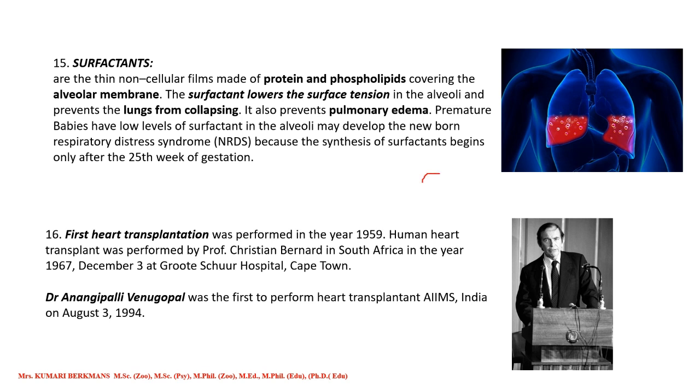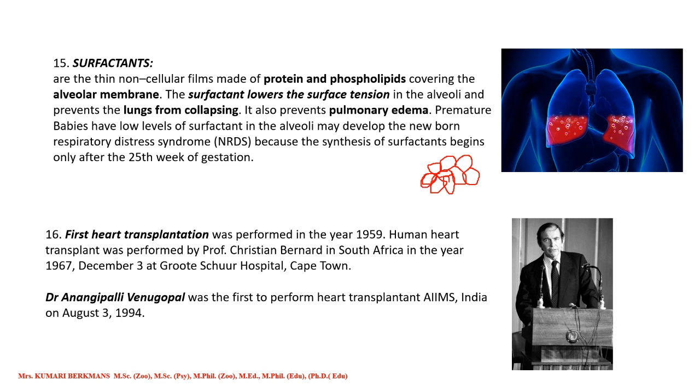Lungs are made up of so many small air sacs. These air sacs fill with oxygen, and they also take the carbon dioxide from the cells and give it to the lungs. These are called alveoli, small air sacs. So what covers the alveolar membrane? This thin film of protein and phospholipids covering the alveolar membrane. This is the alveolar membrane.